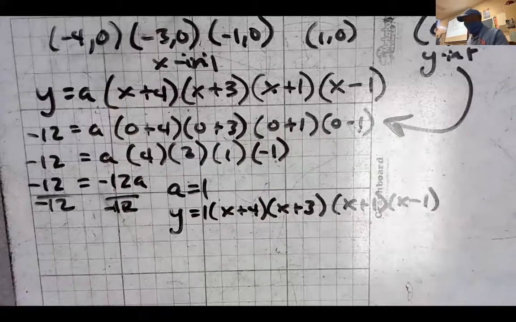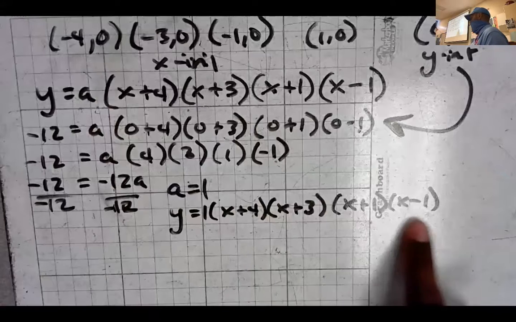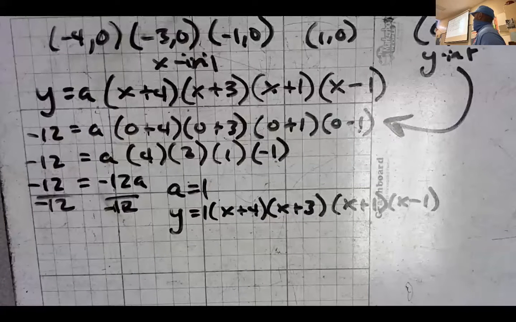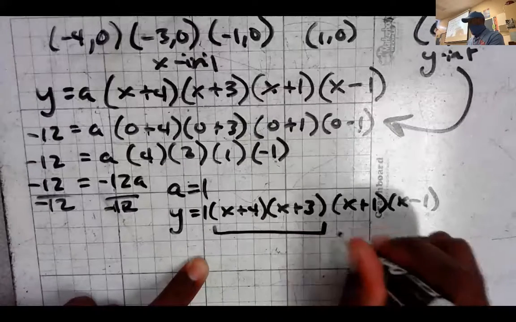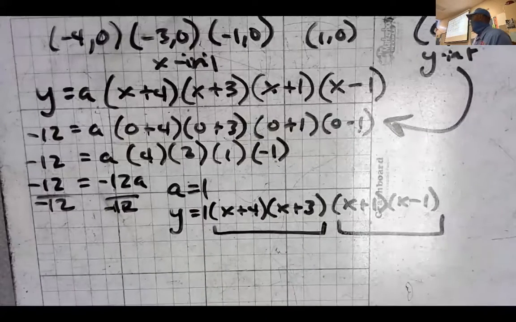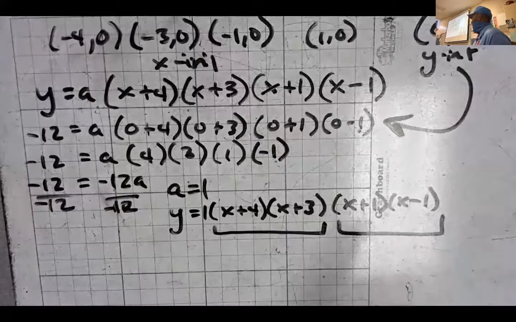Now here's the challenge, because it's asking for standard form. Standard form means that I have to multiply these out. And again, this is why I'm only asking you to do this one time. To multiply these out, I have to do it one set at a time. So I'm going to first multiply these two, and then I'm going to multiply these two.